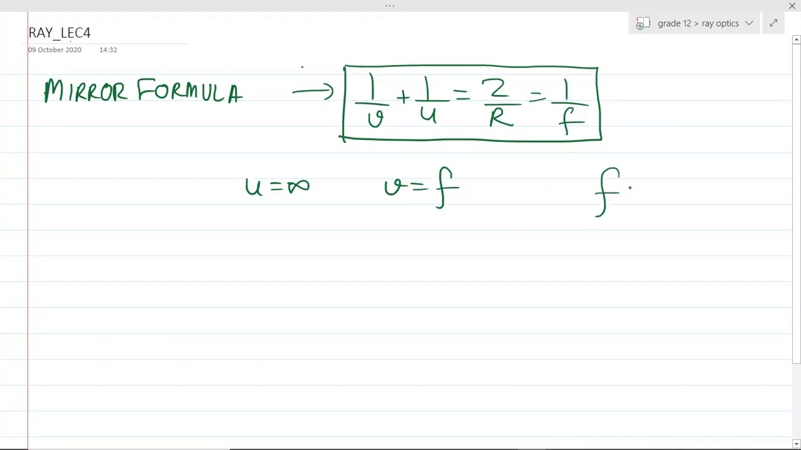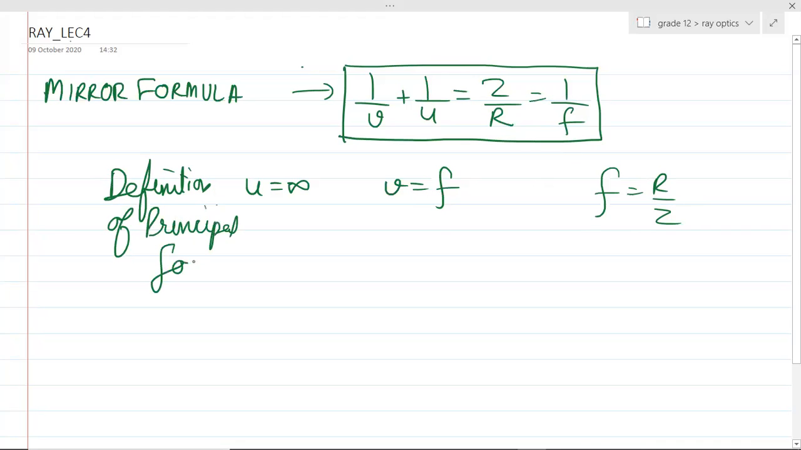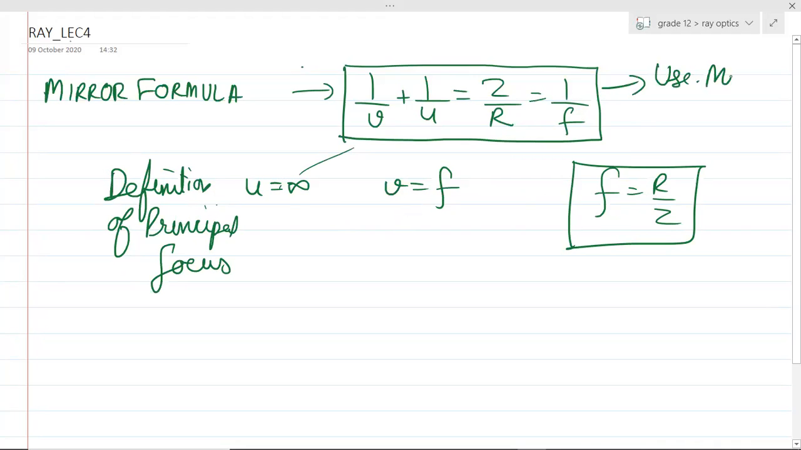This f is equal to r by 2 comes from the definition of principal focus. So by the definition of principal focus, you get f is equal to r by 2, and you put these values in this formula, then you get this. Okay. Anyways, so this was your mirror formula. I told you about this particular thing. Use the mirror formula with sign convention. Yes or no?